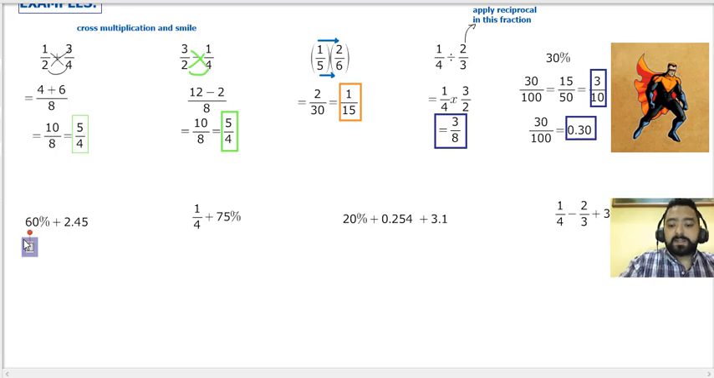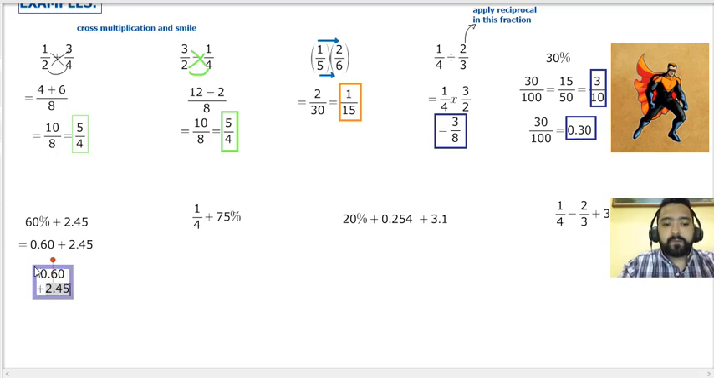So 60% as a decimal gives us 0.60 plus 2.45. Remember, when you add decimals, you have to line up the decimal point. So in this case, I'm going to do it in vertical form. It's going to be 0.60 plus 2.45, but remember, you have to align the decimal point. Then you add the corresponding positions. In this case, we have 0 plus 5 gives us 5.